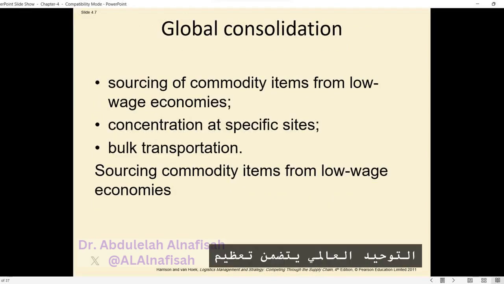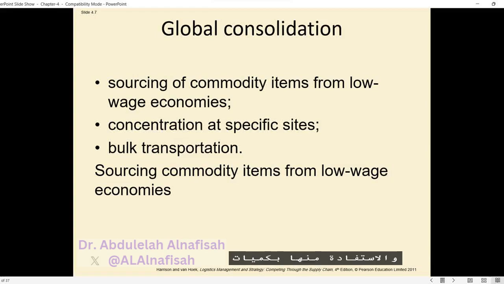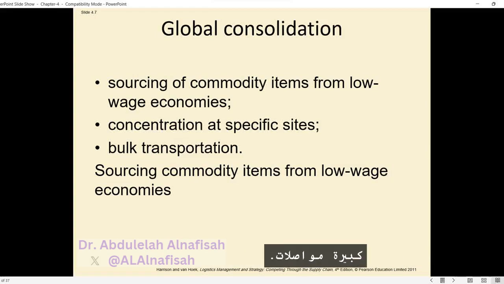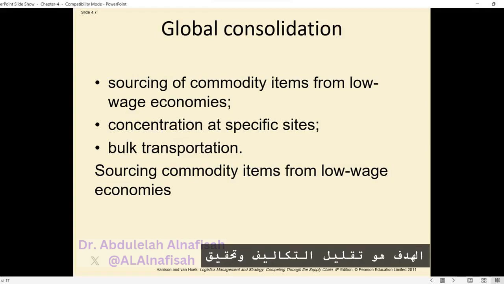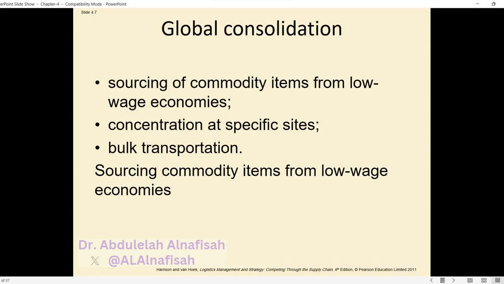Global consolidation. It involves maximizing the use of assets and securing lowest cost resources. It includes sourcing commodity items from low-wage economies, concentrating operations at specific sites, and utilizing bulk transportation. The aim is to minimize costs, achieve economies of scale, and leverage global purchasing power.